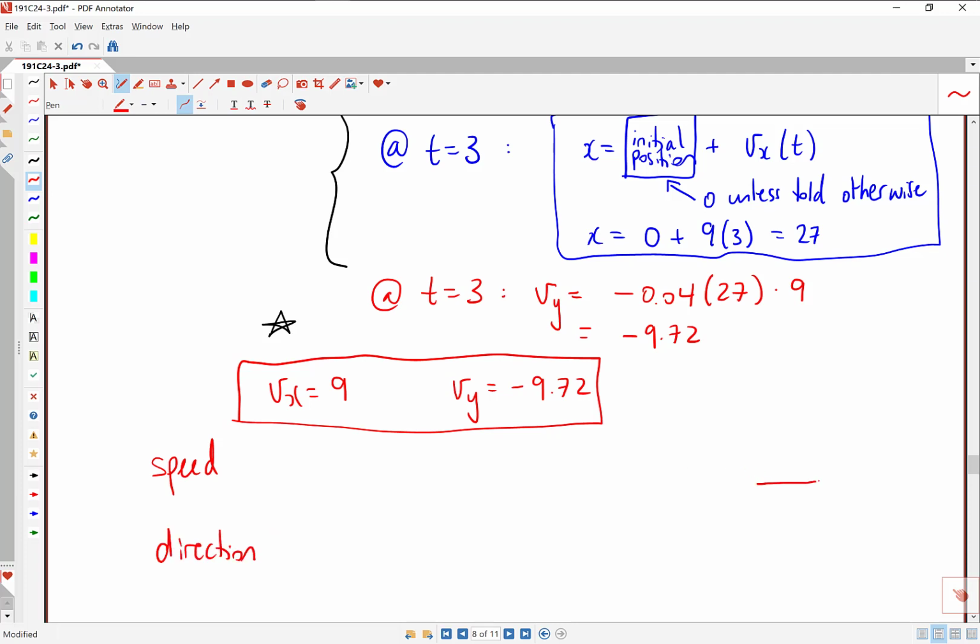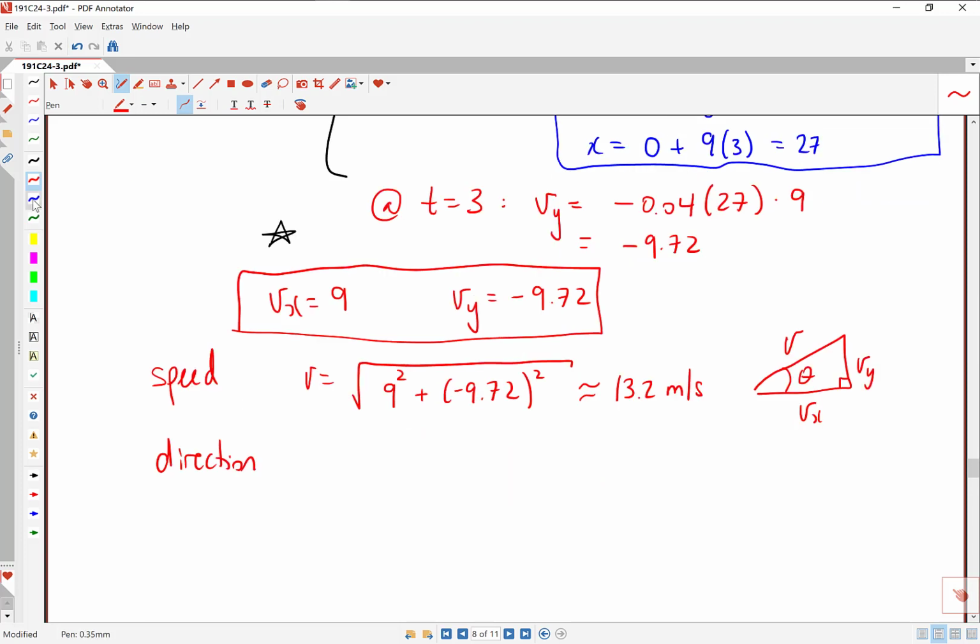So if you like, you can draw your special triangle here. So you're going to have your horizontal and your vertical, and you're going to have your overall speed, and you're going to have your angle giving your direction here. So to get your speed, we'll call that v. We're going to take the square root of each of our velocities squared and just summed up. So square root of 9 squared plus negative 9.72 all squared. Put that into our calculator, and that comes out to about 13.2.